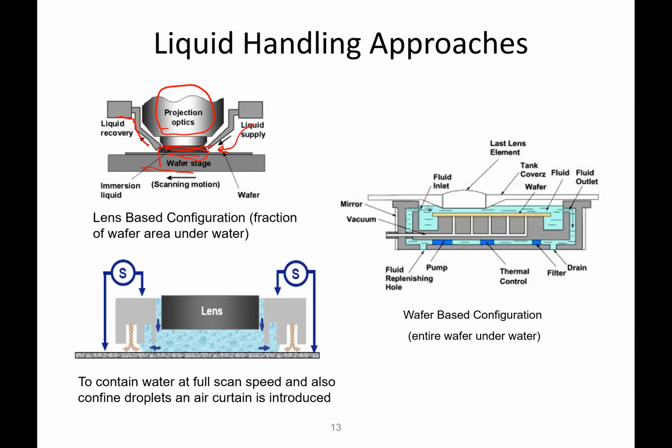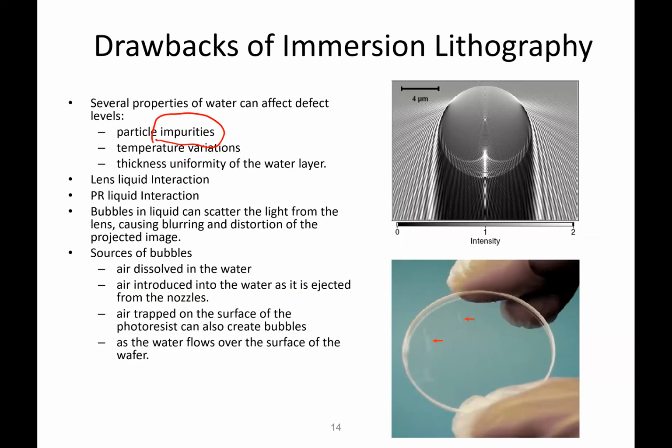The wafer already has some of the photoresist and some particles on it, so that can actually be a source of defects, right? Also the temperature variation and the thickness uniformity of the water layer, and this type of water bubbles, are going to change the optical passage and the deflection.